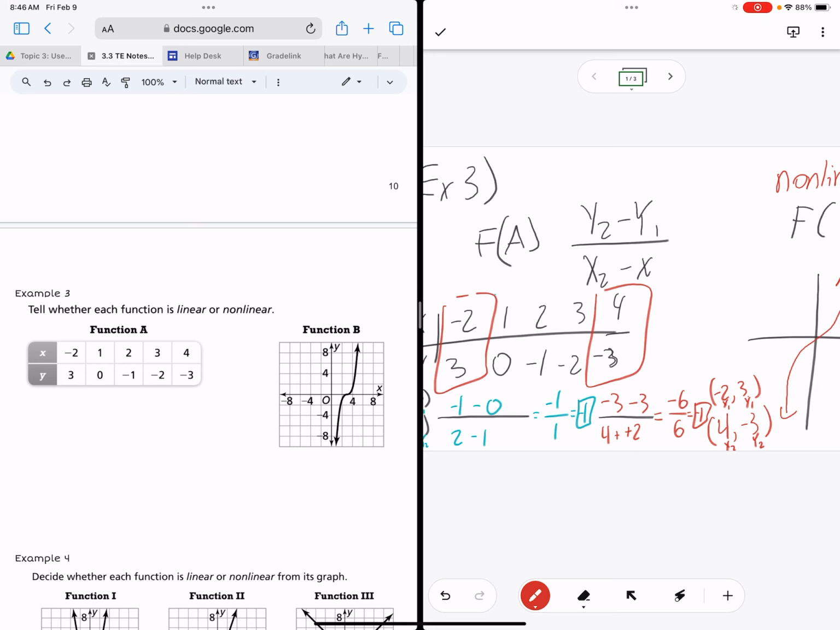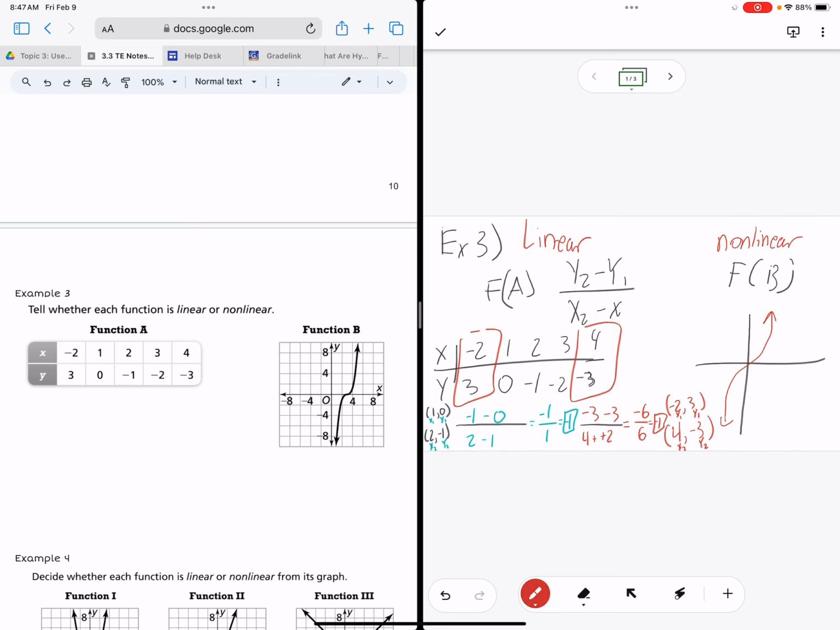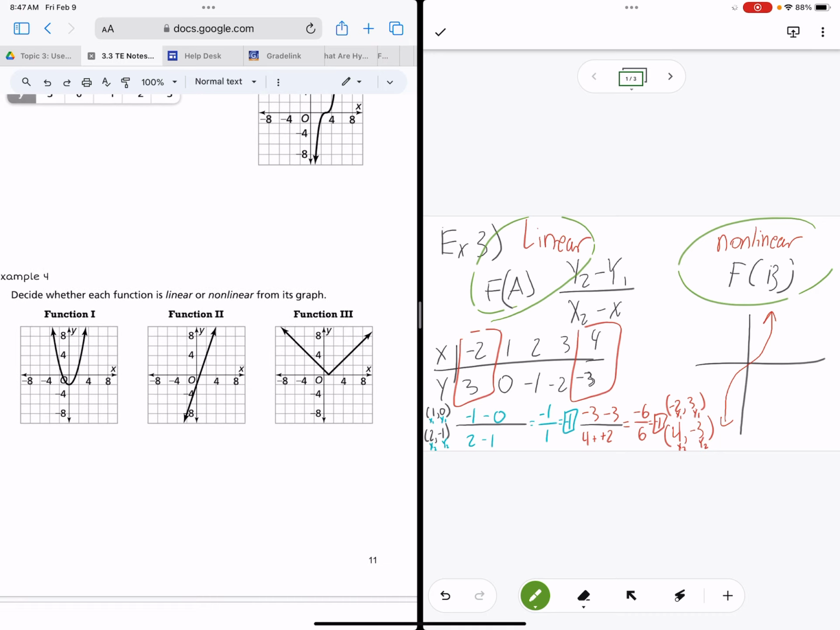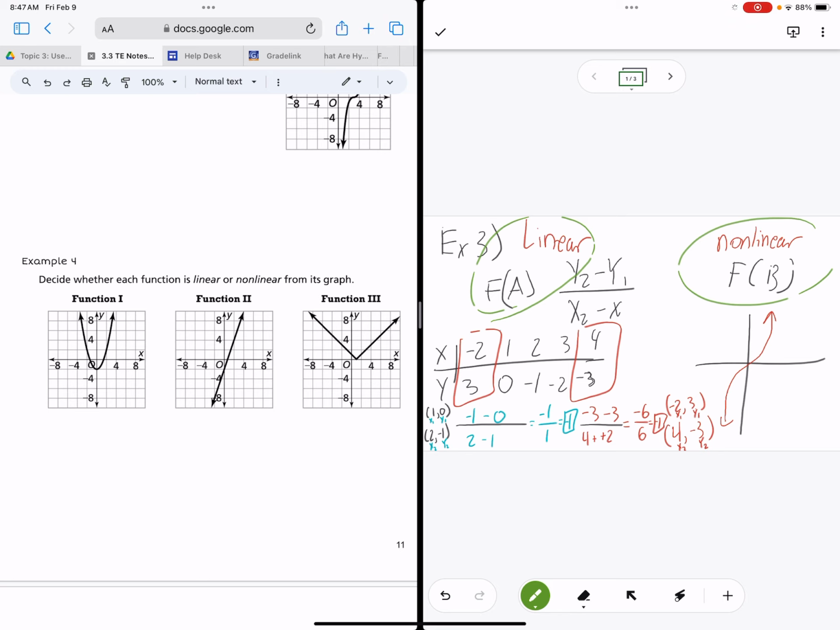So, Emmy, to answer, is function A linear? Yes. All right, someone else. Sophia, why is it linear? We got the same slope each time. You have the same slope for 2 different points, right? So function A is linear. And what I circle in green is your answer.